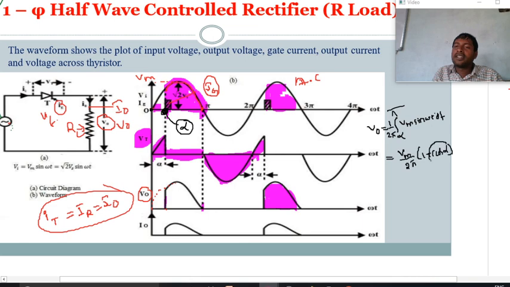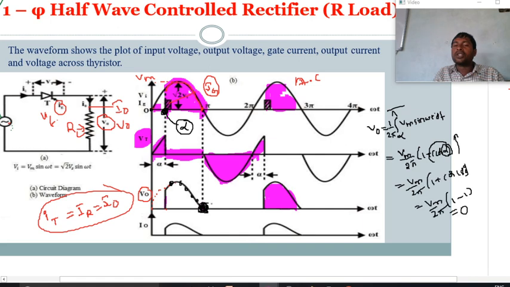If alpha increases, nothing but the firing angle increases, if you fire at this point, alpha is increasing up to 180 degrees. If you take alpha equal to 180 degrees, Vm by 2 pi into 1 plus cos 180 degrees. Cos 180 degrees will be minus 1, so Vm by 2 pi into 1 minus 1 will be 0. Output will be 0, because you are giving the gate pulse at 180 degrees.